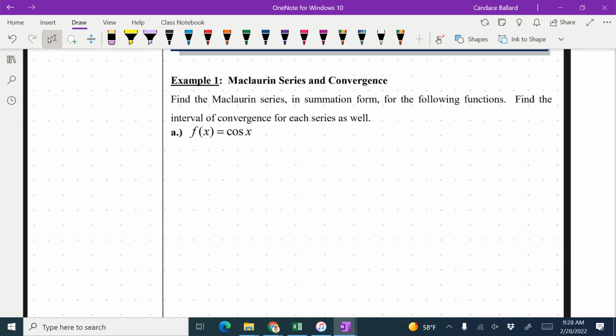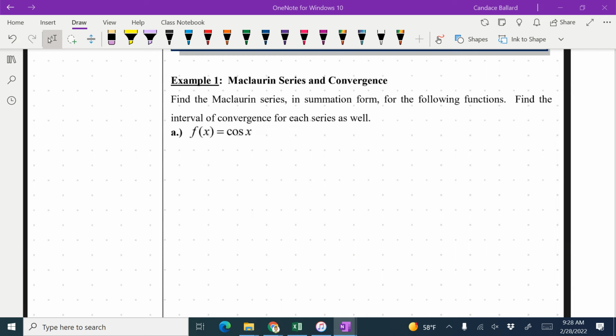All right, so we're supposed to find the Maclaurin series. They actually do want it in summation form in this particular problem for the following functions, and then find the interval of convergence for the series as well. So there's a lot going on. This is going to take us a little bit. It's going to be kind of tedious.